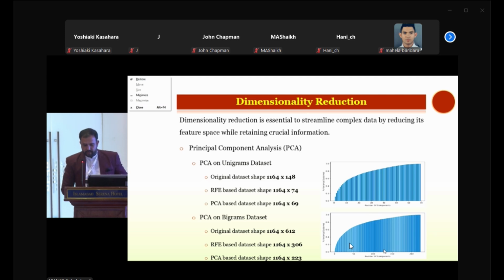Dimensionality reduction is essential to streamline complex data by reducing its feature space while retaining crucial information. Here we applied dimensionality reduction using principal component analysis, and these are the results we gained after the application of PCA.